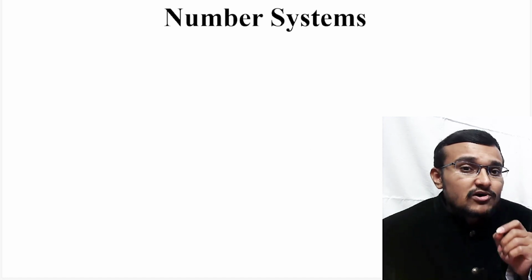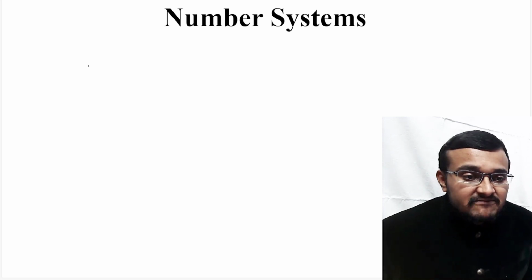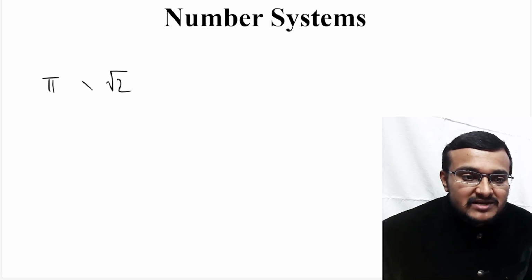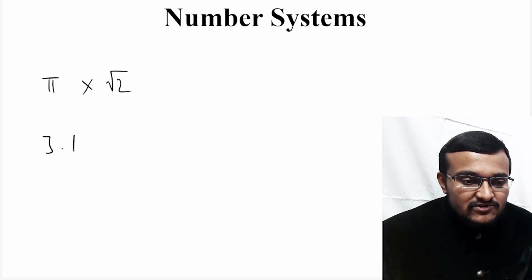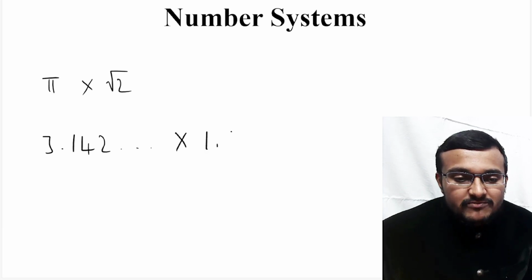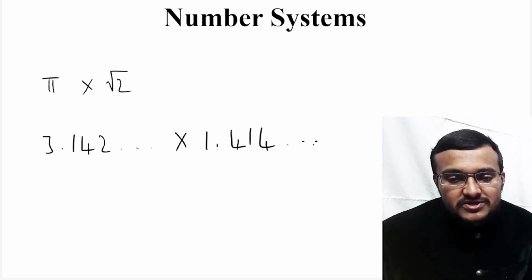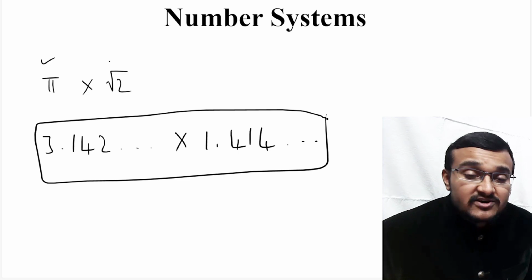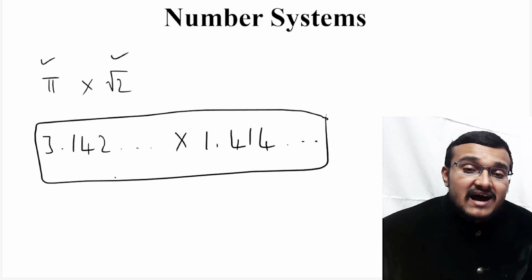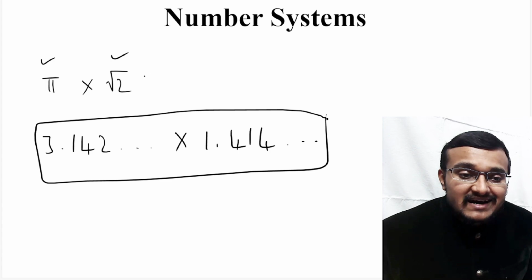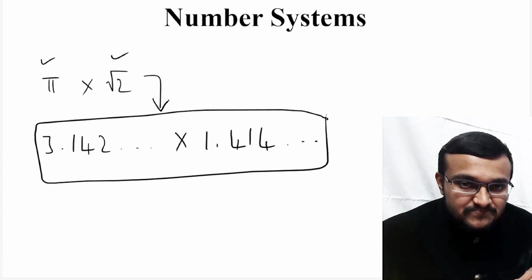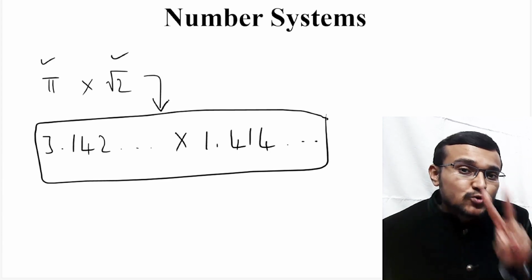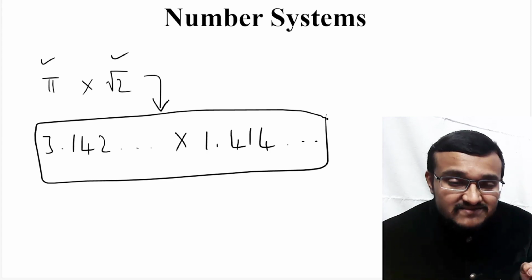Similarly, this is not always true, because sometimes if I take pi and root 2 and multiply pi with root 2, the value for pi is 3.142 and it goes on like this, and the value for root 2 is 1.414 and it goes on like this. So if I multiply pi and root 2, that is two irrational numbers, then there is a possibility to get another irrational number. So whenever you multiply two irrational numbers, you can get either a rational number or an irrational number.